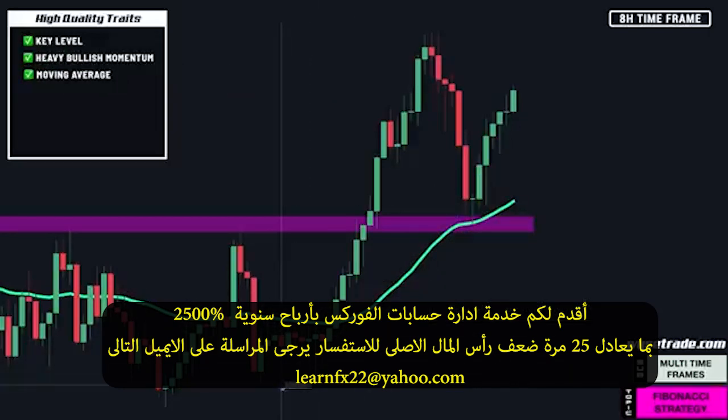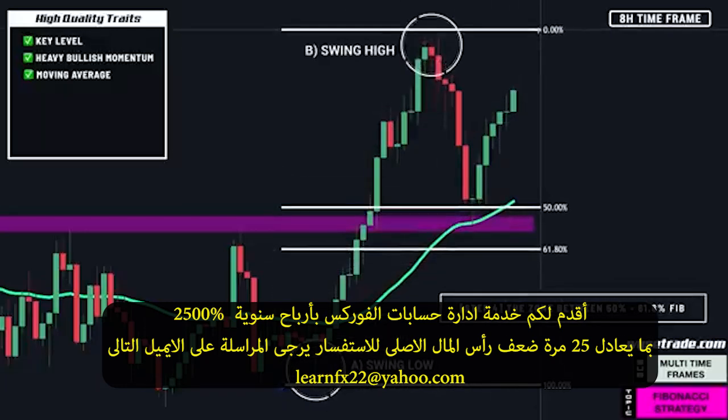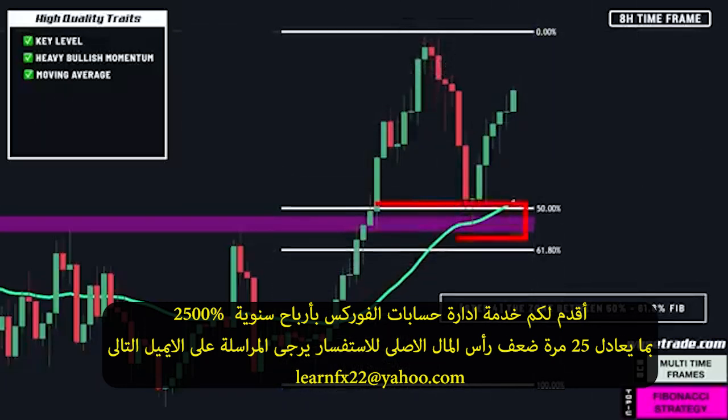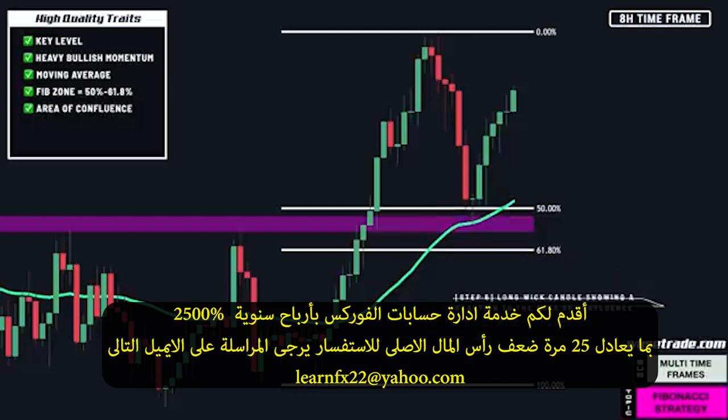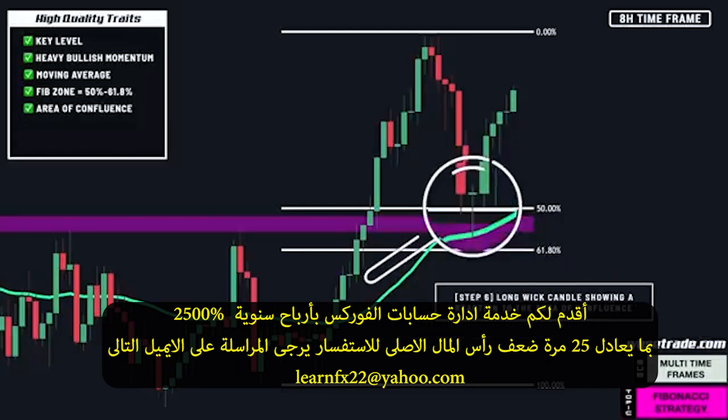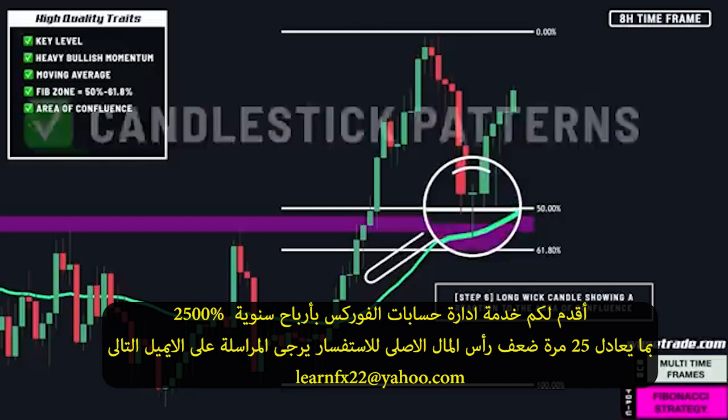With the fib tool, swing low to swing high, and the fib zone lines up. This then gave you your area of confluence. When price pulled back to the area, you had a long wick candle with the wick sticking out, showing a reaction to the area of confluence.